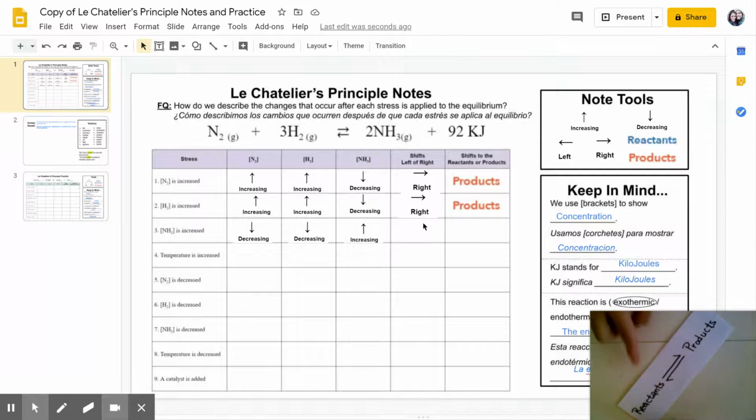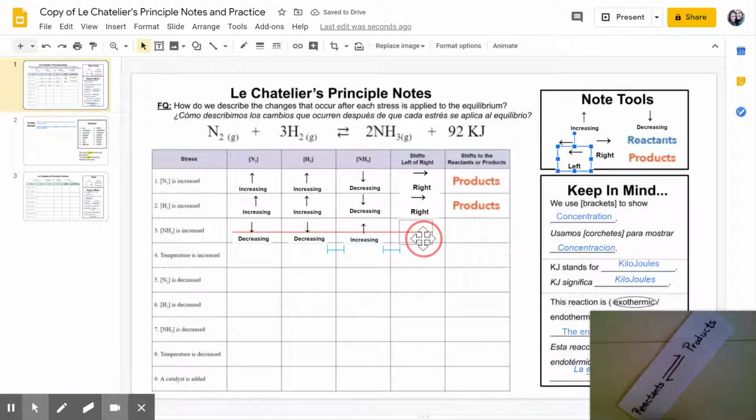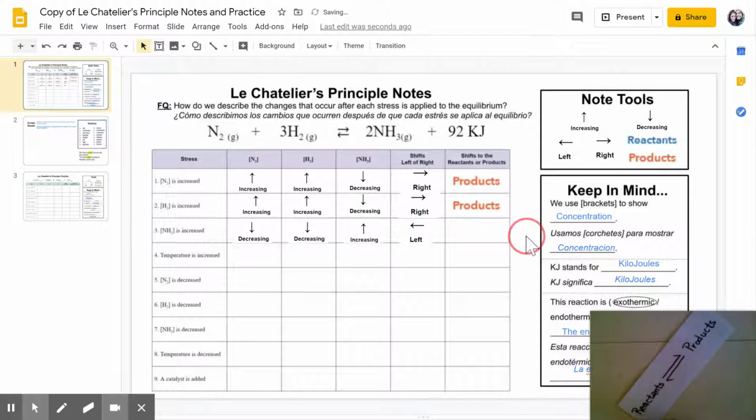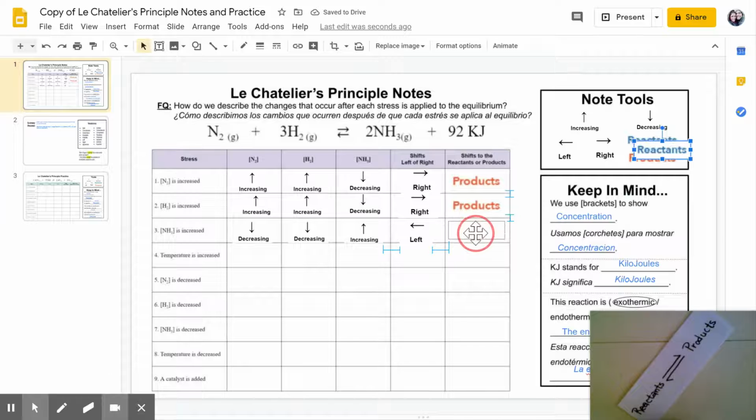And when I look at my manipulative down here, I do see that the left side is lower. And again, equilibrium is always going to shift towards the side that is lower. So I would say it's shifting towards the left. And again, I'm just copying and pasting directly from the note tools. And what's the opposite of a product? That's right, reactants. So I'm going to say that equilibrium is shifting towards the reactants. Okay?